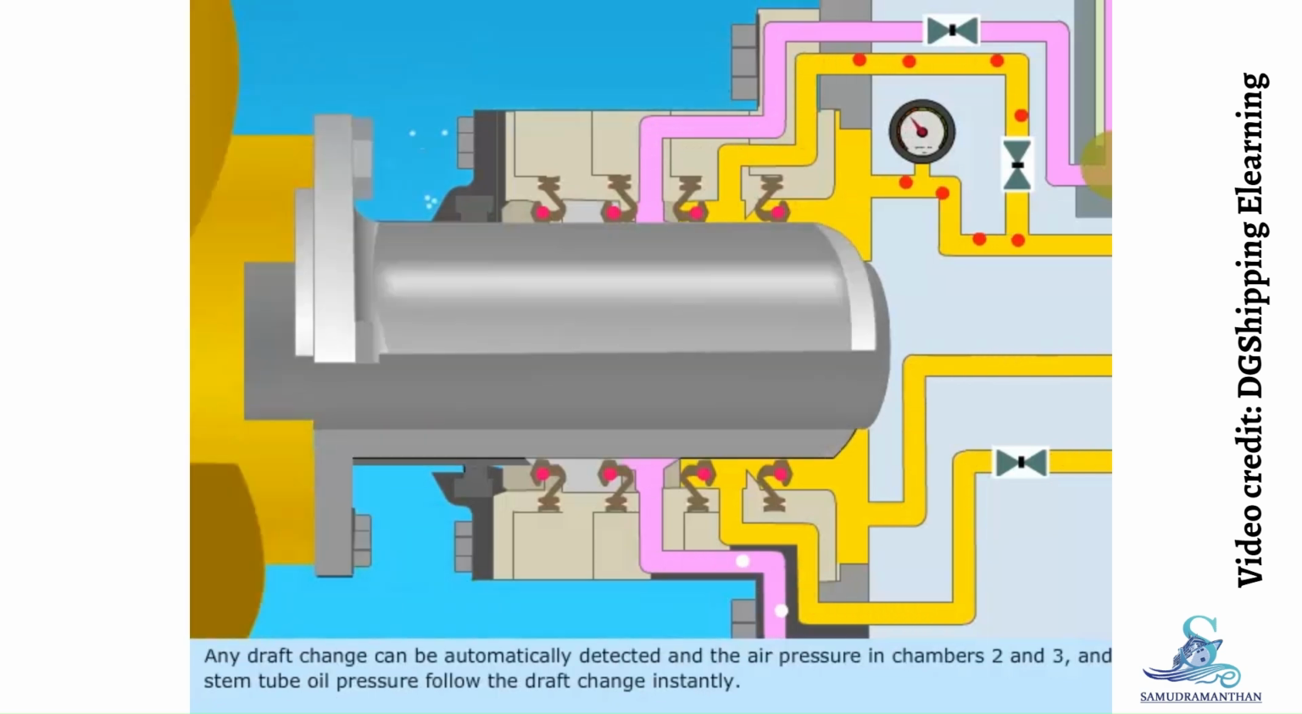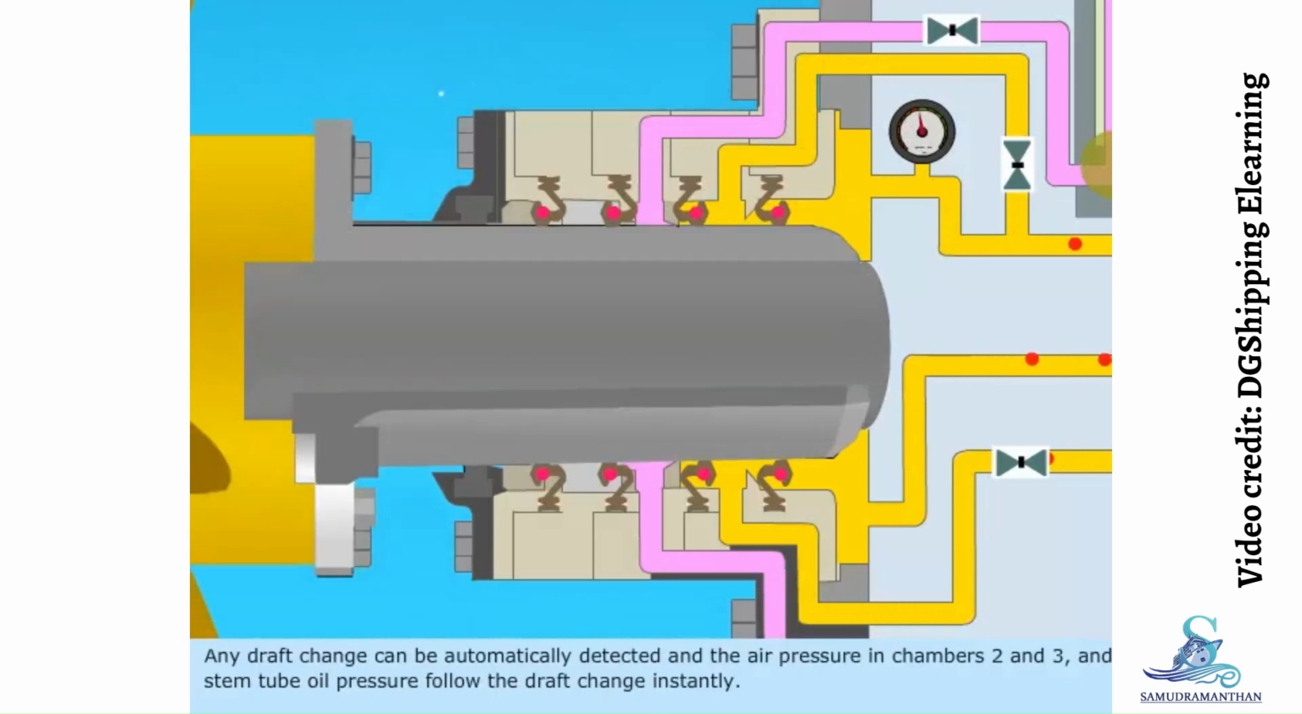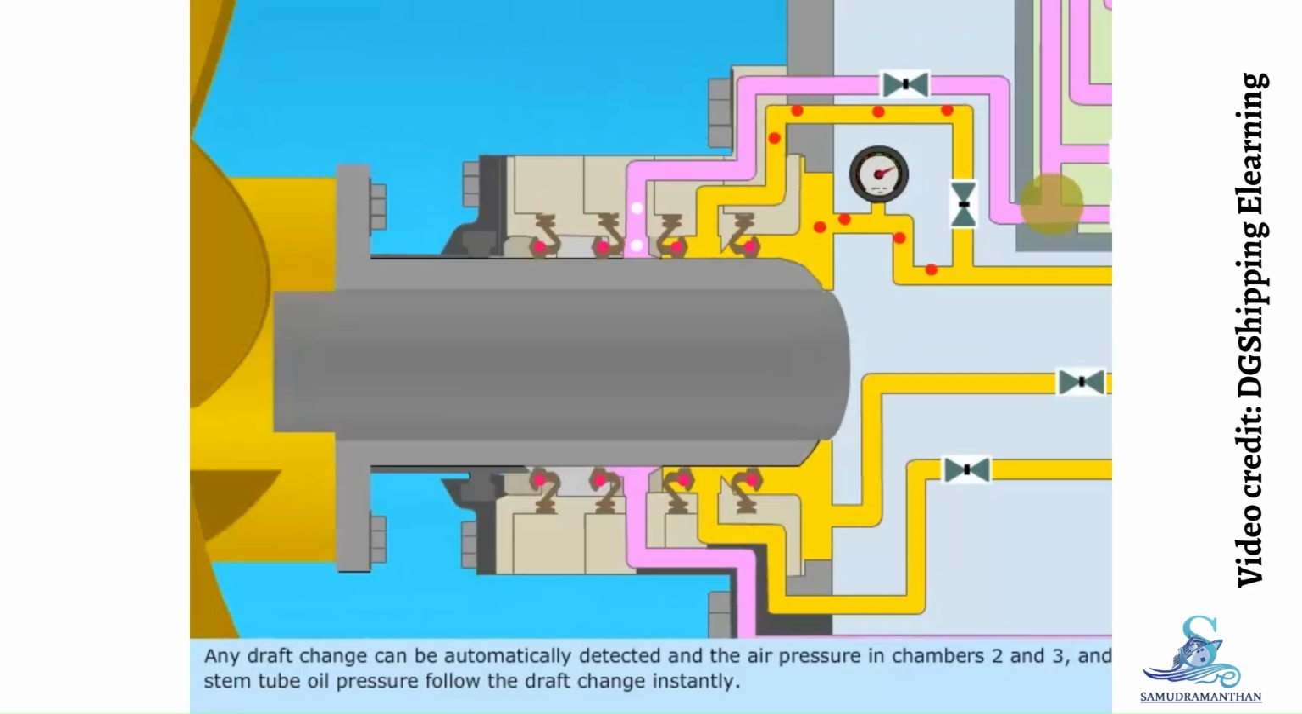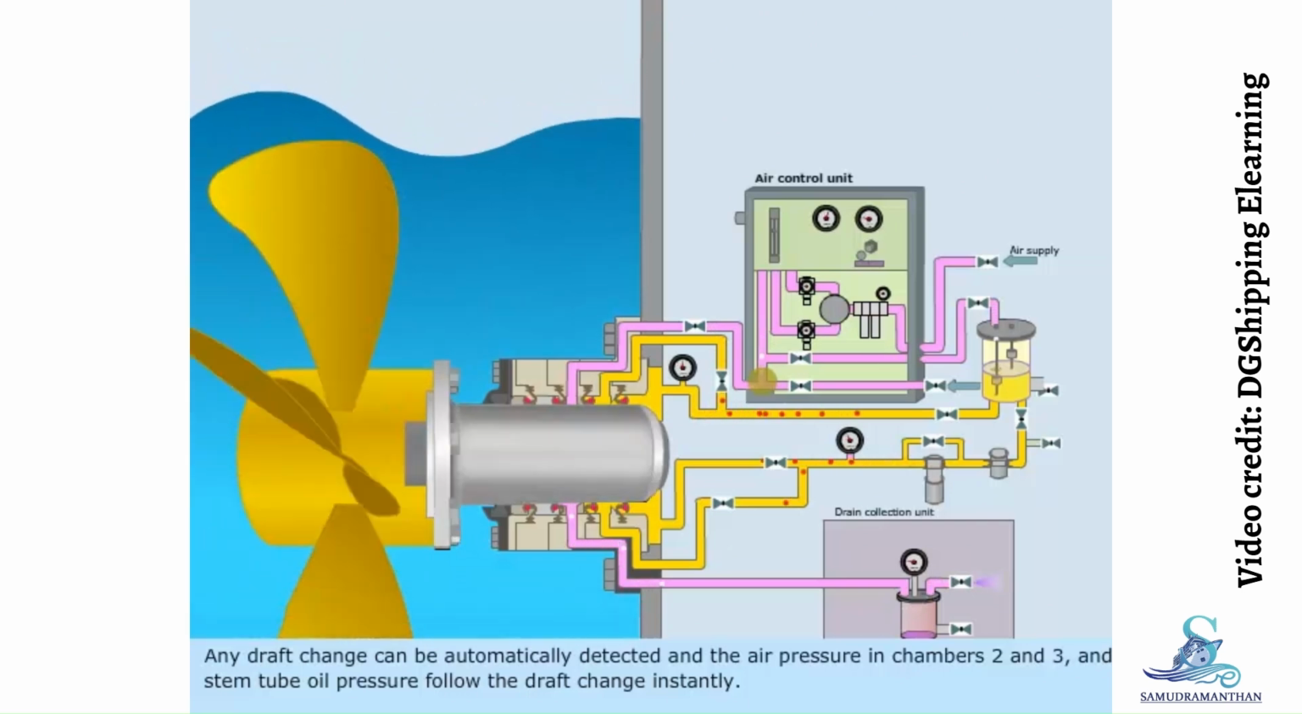Any draft change can be automatically detected, and the air pressure in chambers 2 and 3 and stern tube oil pressure follow the draft change instantly.